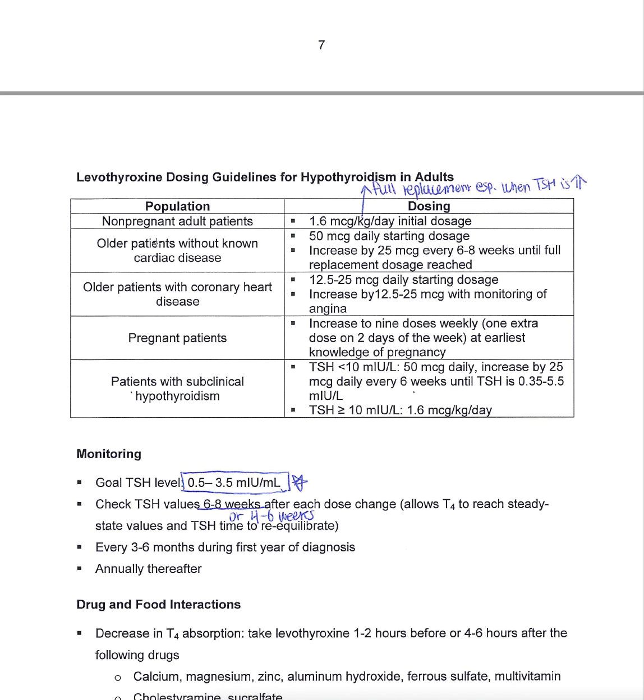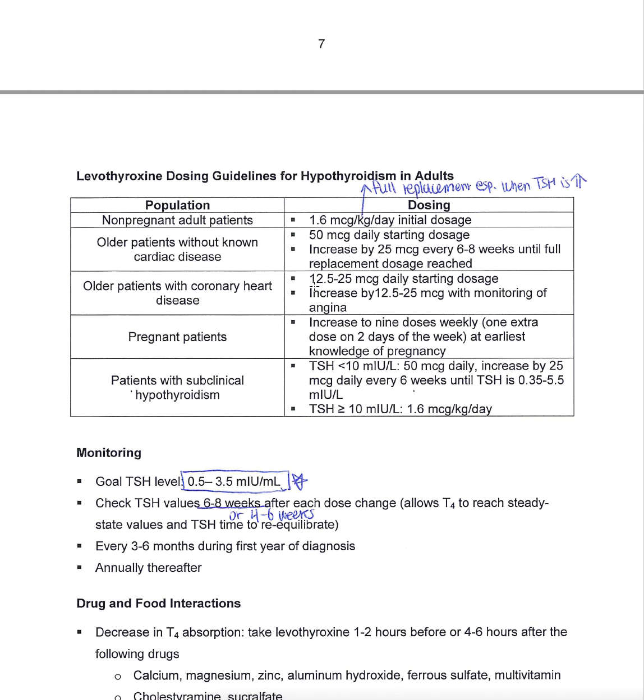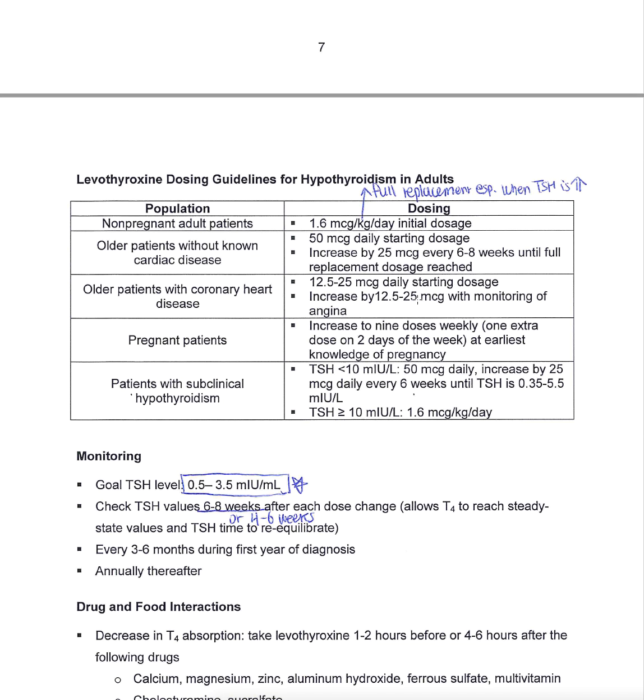So older patients, rather than doing full replacement, we want to start at a low dose, so 50 microgram as a starting dose, and increase slowly every 6 to 8 weeks. But when patients have coronary heart disease, especially ischemic heart disease, we want to start at an even lower dose, so 12.5 to 25 microgram, and increase with slower titration, and then also monitor angina.